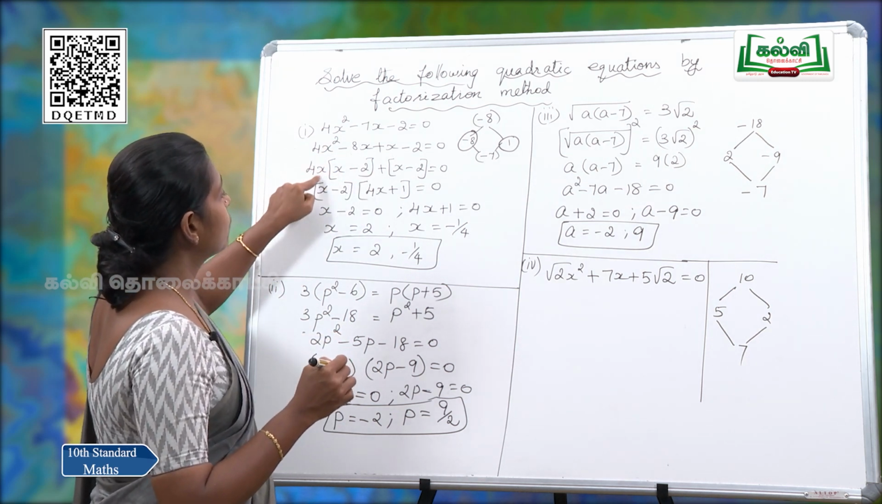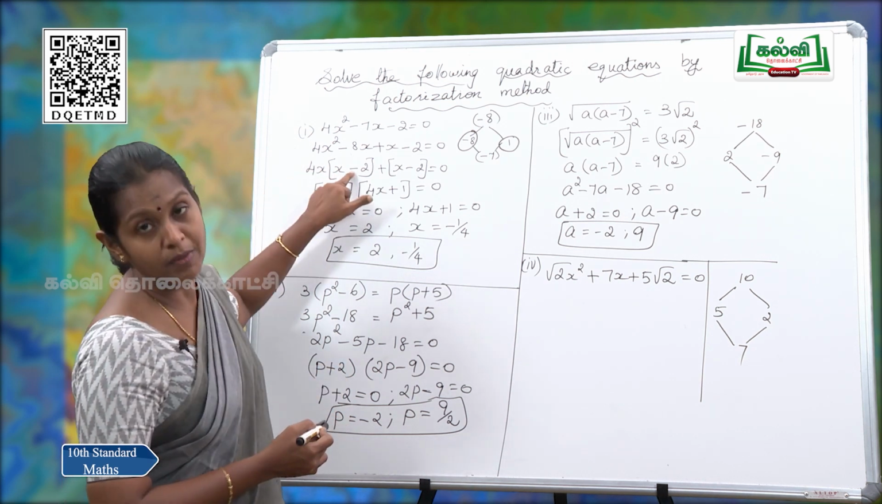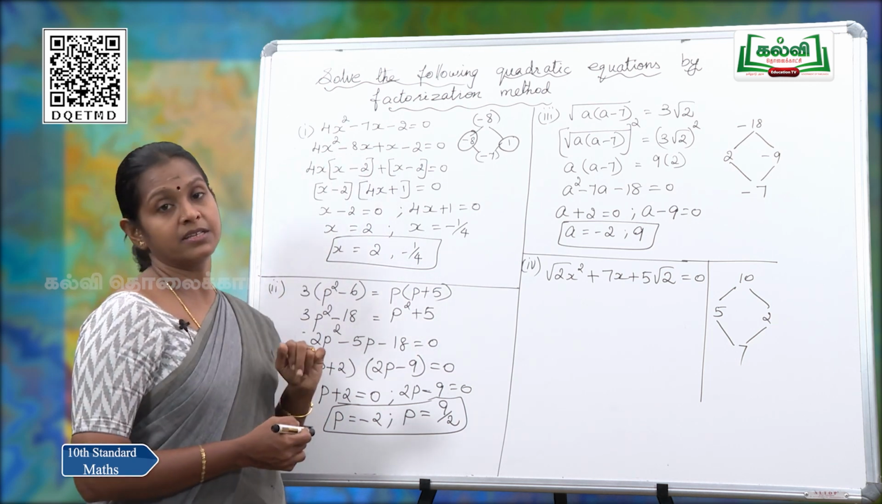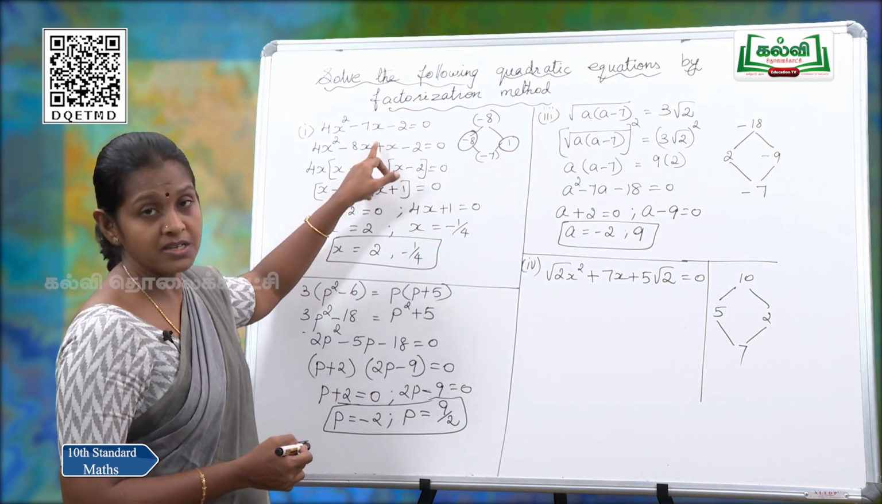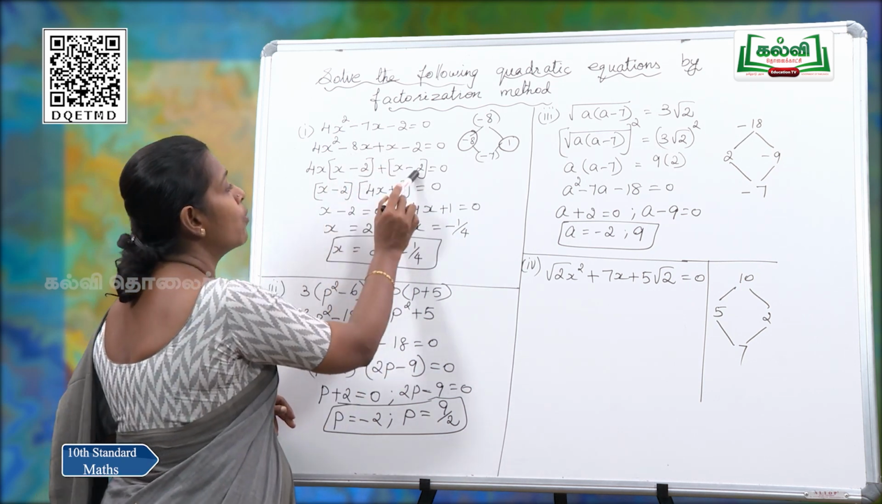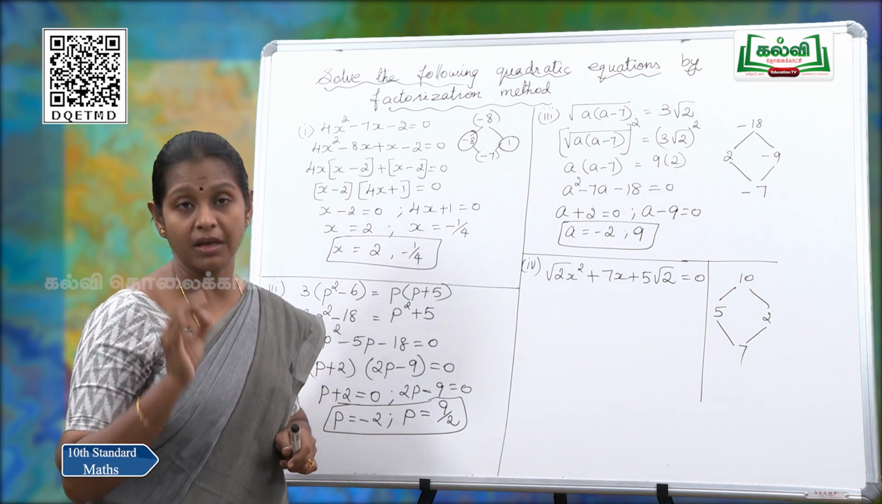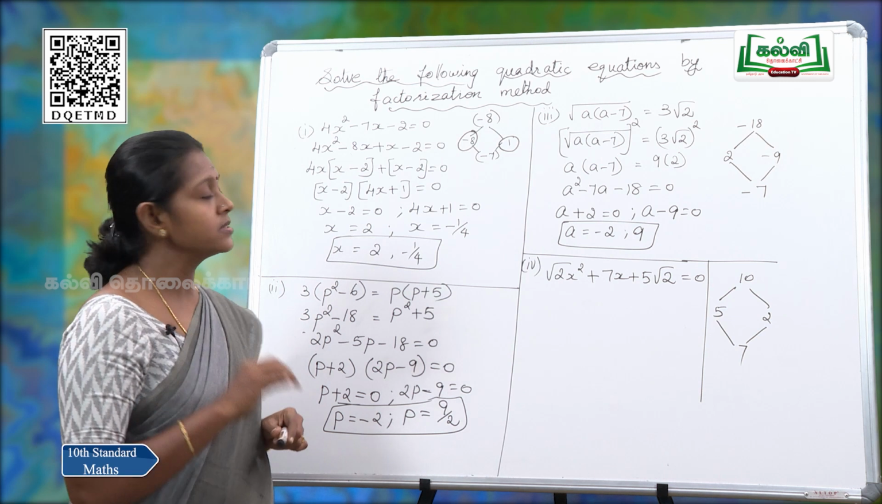Multiply and check, 4x into x, 4x squared, and 4x into minus 2, minus 8x. Then it is correct. Next, what is there? Nothing is there in the common. So, just write x minus 2. Then check both brackets are having the same elements, same terms. Yes, it has. That is why your answer is right.